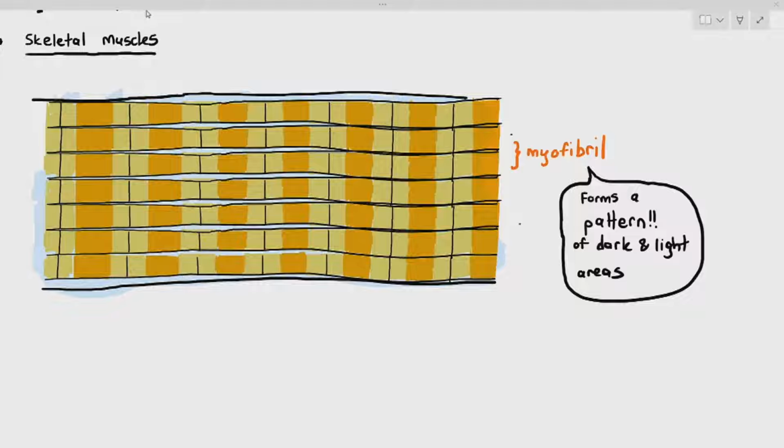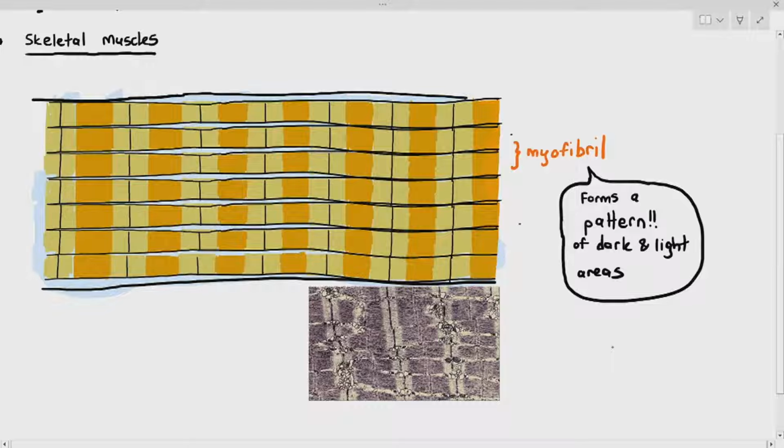If I were to remove the nucleus, the mitochondria and the T-tubule, the myofibrils can actually cover the entire breadth of the cell, as I'm showing you in this diagram. The nucleus and mitochondria are all still present. I've just not included them in this particular diagram. Like I said earlier, the myofibril forms a pattern of dark and light areas. In a transmission electron micrograph of a skeletal muscle, taken using a TEM, a transmission electron microscope, you can see the pattern of the myofibril as well.